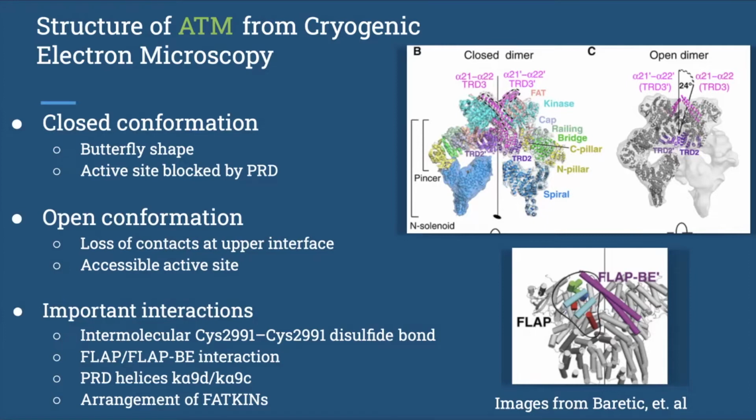another. Now, there's disorder of the PRD helices kα9D and kα9C, which leaves enough space for peptide substrate to bind at the substrate binding site, suggesting that the open conformation is ATM's active state. There is also a loss of contact between the flap and the flap BE, which releases constraints on the PRD pseudo-substrate, which is free to leave. Finally, the FATKINs are arranged asymmetrically. The lower interface is only partially retained, and there is total loss of contacts in the upper interface.